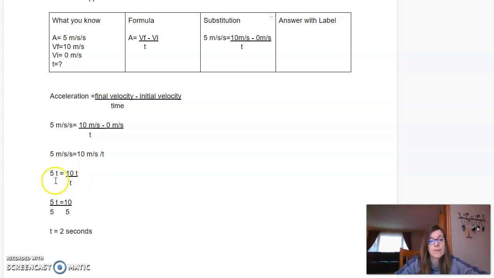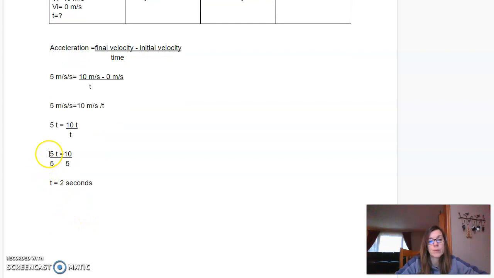So we have 5, or we're going to take the t from down here, and multiply each side by t. So we're going to take the t times this side, and the t times this side. Okay, and that would give us 5t equals 10. The t's over on this side will cancel out, and then you would be left with 5t equals 10.